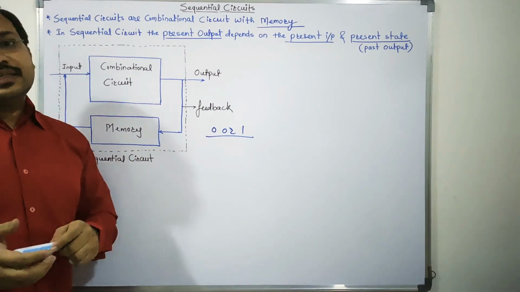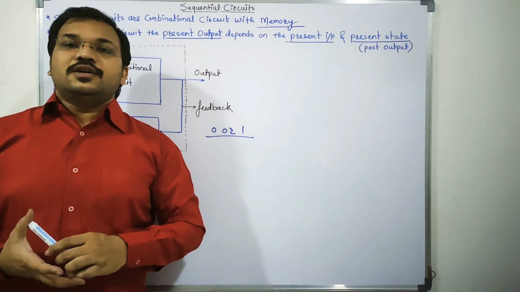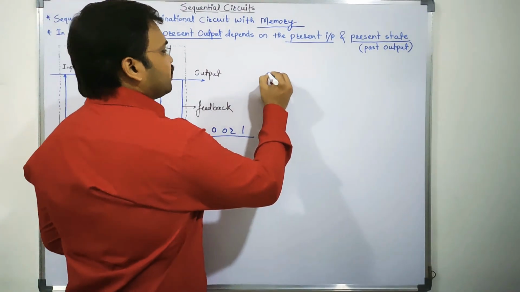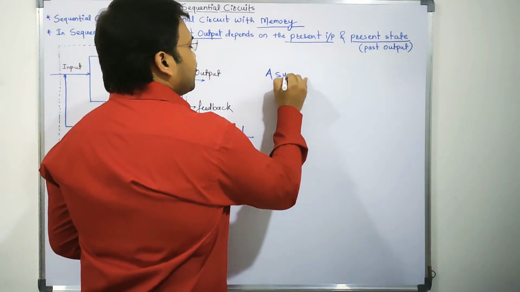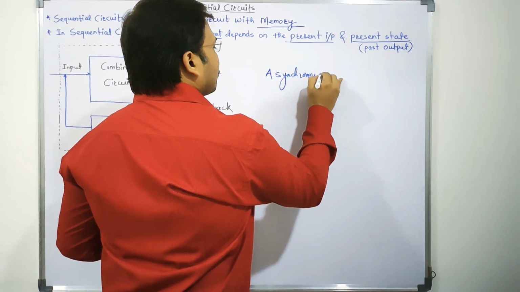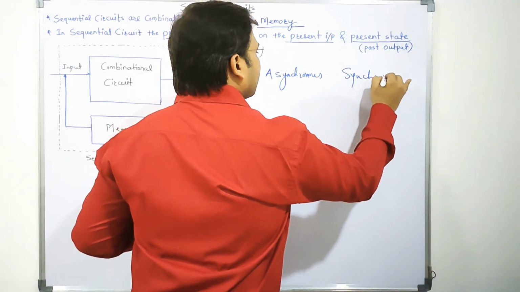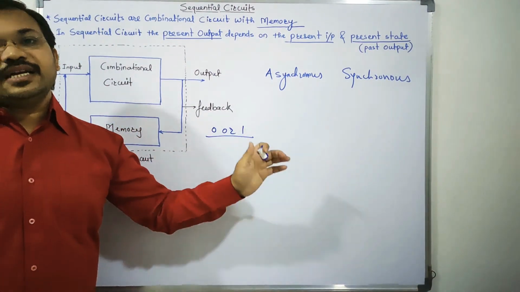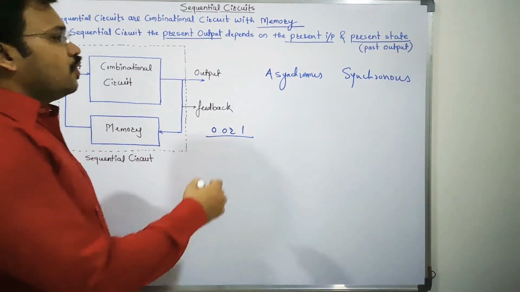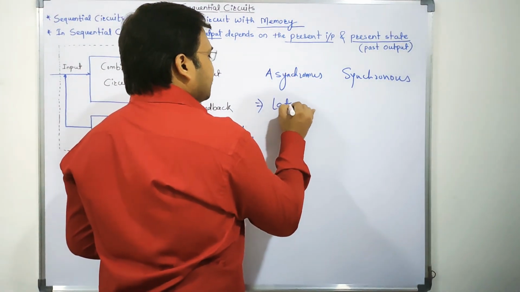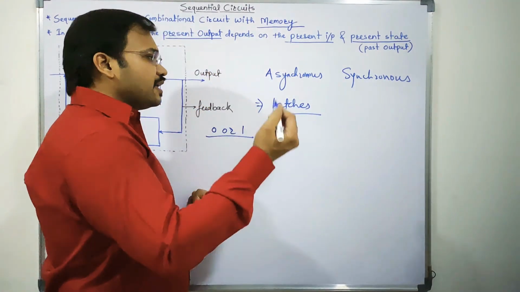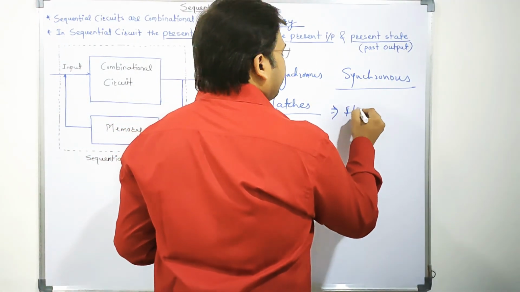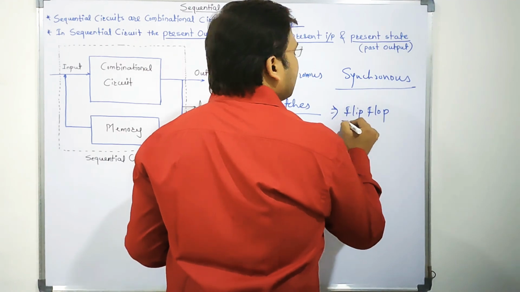That 1 bit of information, 0 or 1, has to be stored in this memory element. Next, there are two types of sequential circuit: asynchronous and synchronous. In the asynchronous sequential circuit, the output depends upon latches. We'll discuss these latches in our next video. In the synchronous sequential circuit, the output depends upon the flip-flop.